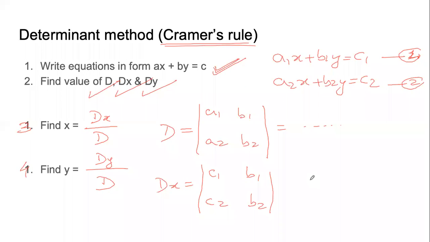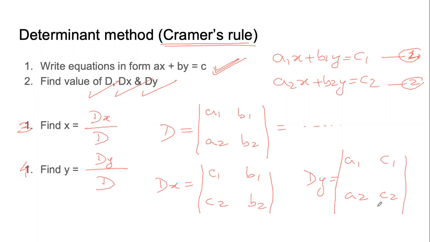The determinant Dy, once you have written the determinant D, you will leave the coefficients of x as they are, a1, a2. But in place of the coefficients of y, you will write the constants c1, c2. Now you know the full method.